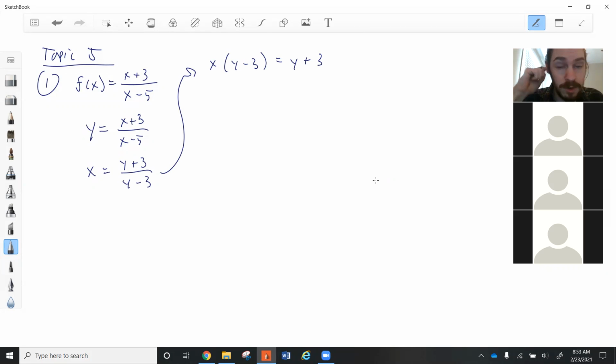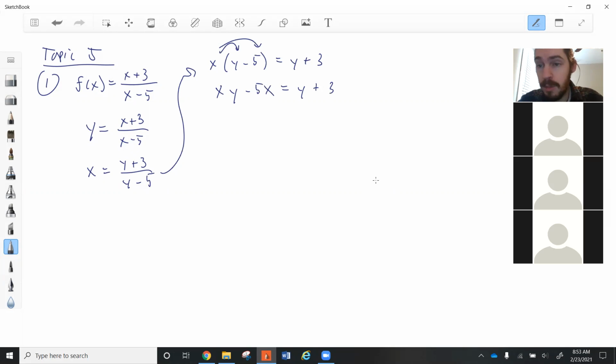In order to do that, the first thing I've done is multiply both sides by y minus 5, sorry, let me fix that. Here we go. Y minus 5 times x equals y plus 3. And then we have to clear away those parentheses, so let's distribute the multiplication by x. We have xy minus 5x equals y plus 3.